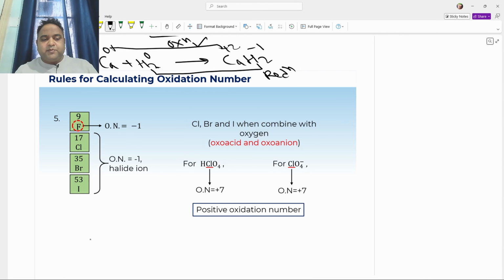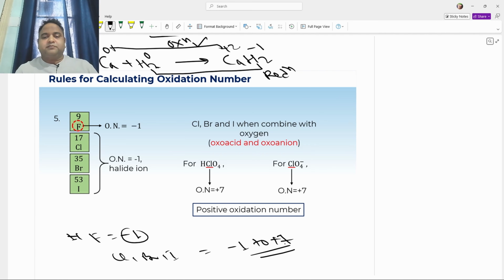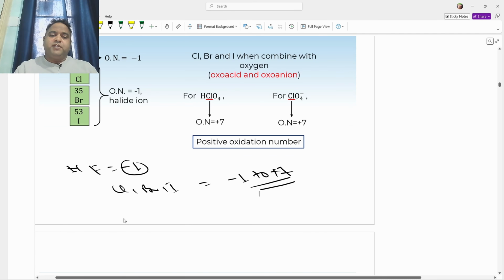Among the halogens, always remember that fluorine always has -1, whereas chlorine, bromine, iodine can show minimum -1 to maximum +7.